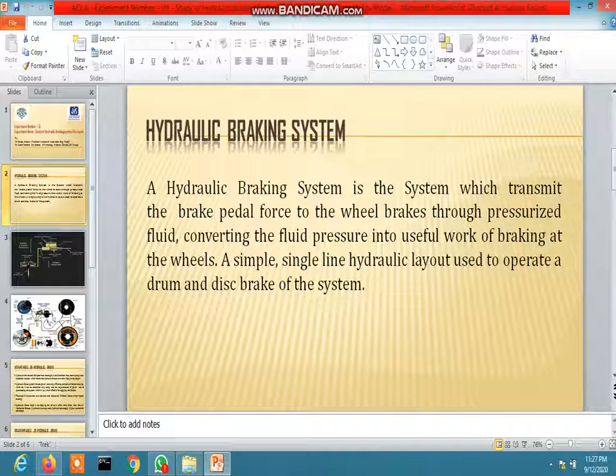Now, the multiplication of force in a hydraulic brake system is in two stages. One is partially by mechanical linkage between the pedal and master cylinder, and second, partially by the hydraulic system of oil pressure transmitted based on Pascal's law.